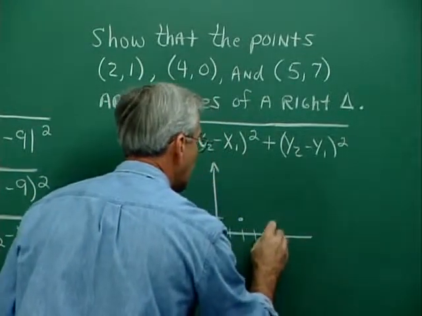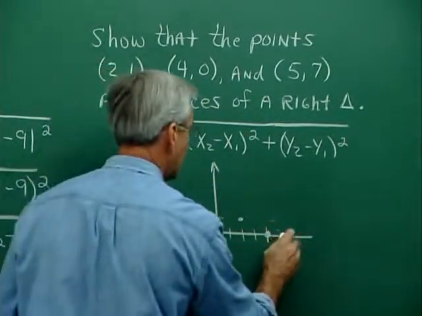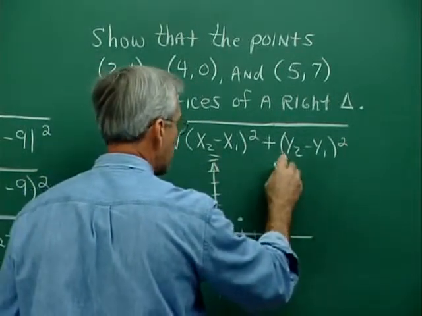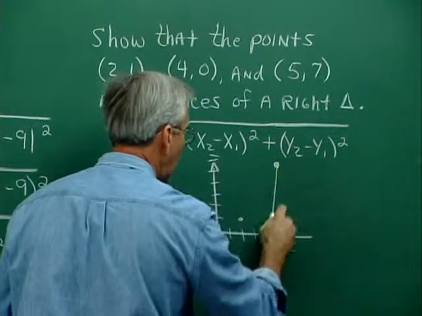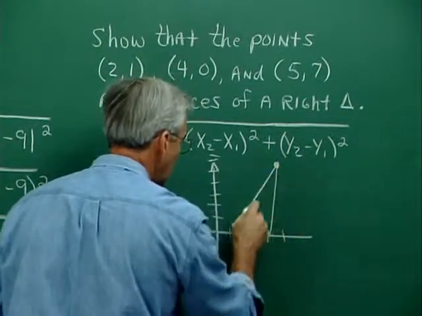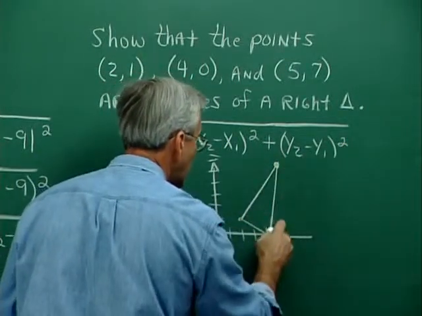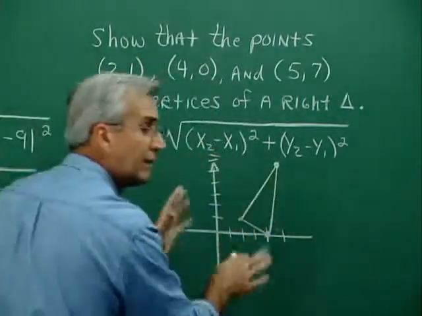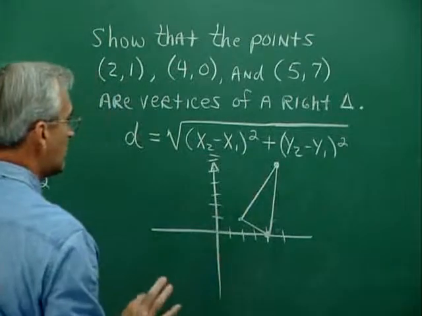All right, here's 4, 0. And then the point 5, 7. Here's 5, and then up 7, somewhere up in this neighborhood, let's say. Now, are these points the vertices of a right triangle? It almost looks like that may be a right angle. I sketched it roughly, so it might be. You know, we just don't know.